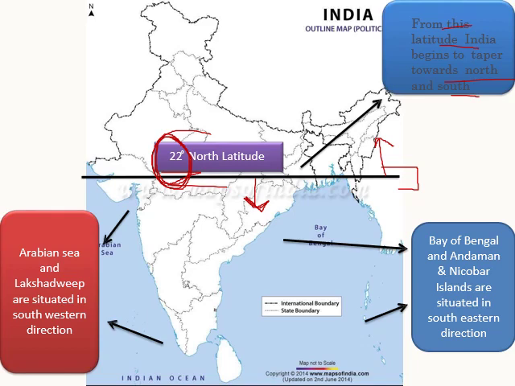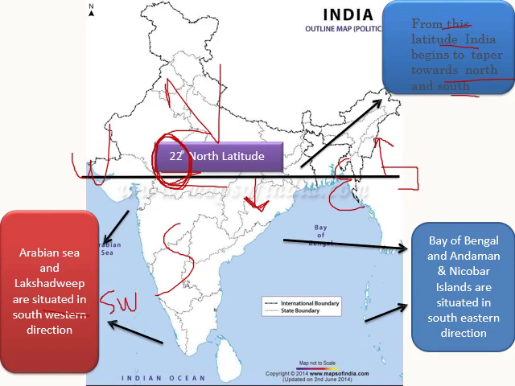Now the Arabian Sea and Lakshadweep are situated in the southwest. As you can see, this is South India and this is our North India. This is the eastern part and this is our western part. So in the south we have Lakshadweep as well as the Arabian Sea. So the Arabian Sea and Lakshadweep are situated in the south as well as towards the west. So they are located in which region?